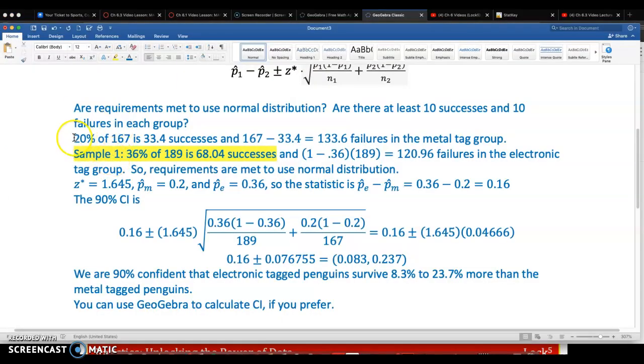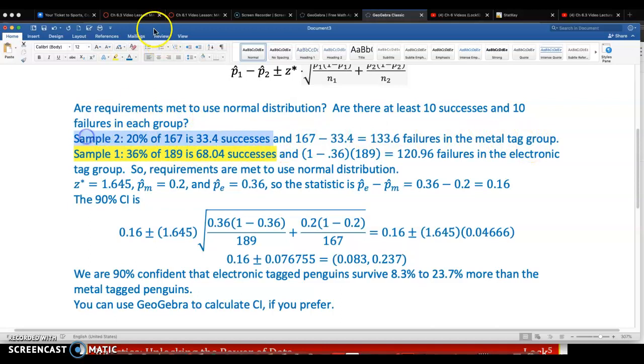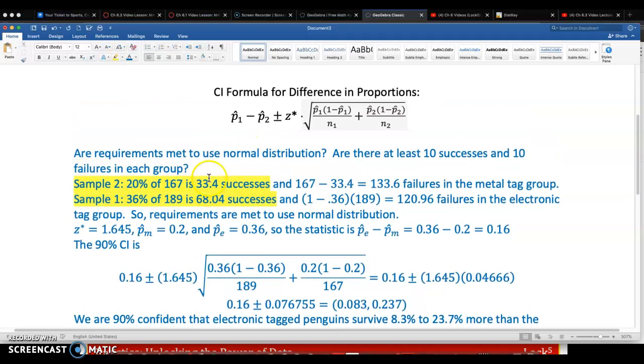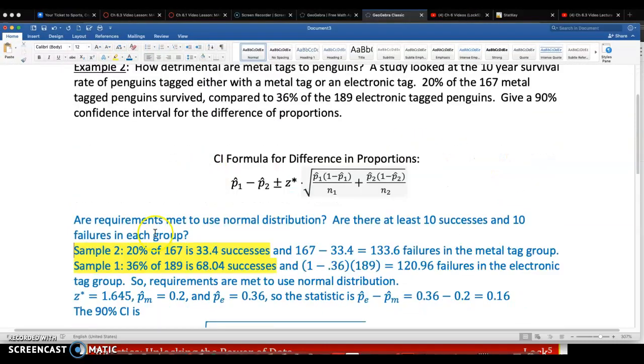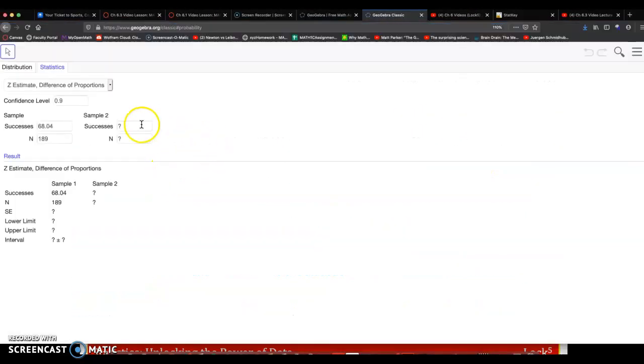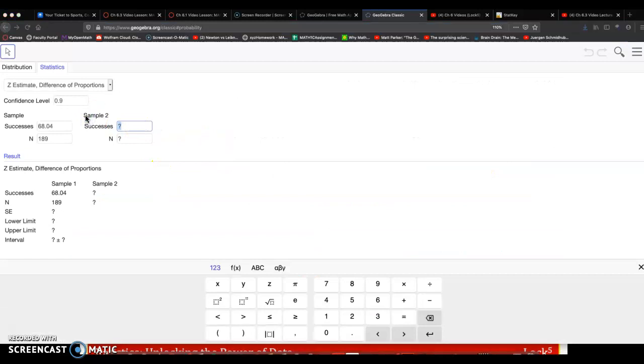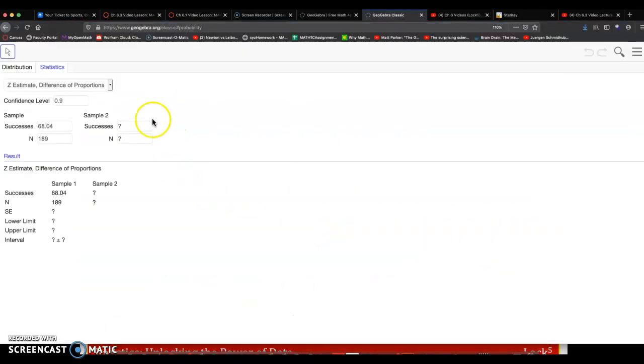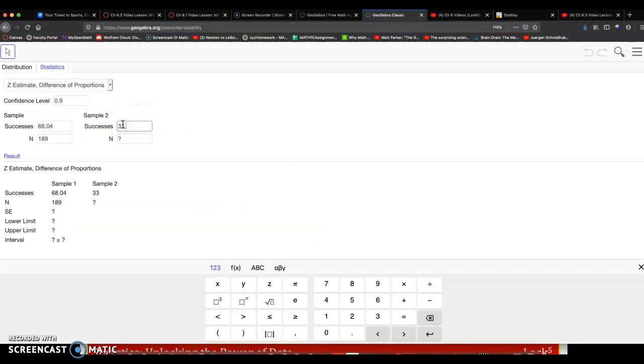And for sample 2, I'm going to make sample 2 the metal group. And here we have 33.4 successes out of 167. Yeah, 167 metal. So I'm going to enter 33.4 successes out of 167. And here, sometimes it's a little clunky software. You might need to click enter more than once.